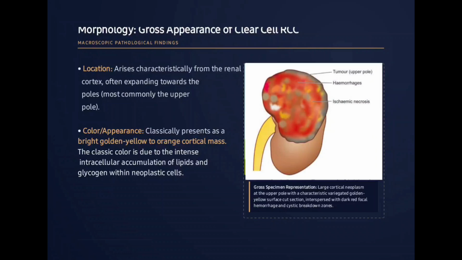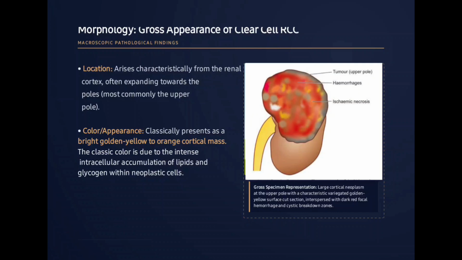Morphology: gross appearance of clear cell RCC, macroscopic findings. Location: it arises characteristically from the renal cortex, often expanding towards the poles. Most commonly, the upper pole is involved. Color and appearance: it classically presents as a bright golden yellow to orange cortical mass. The classical color is mainly due to intense intracellular accumulation of lipids and glycogen within the neoplastic cells.